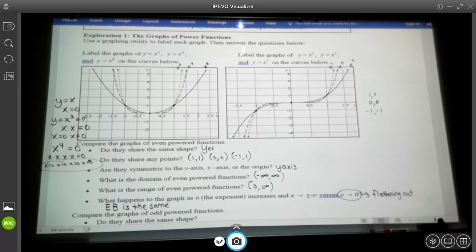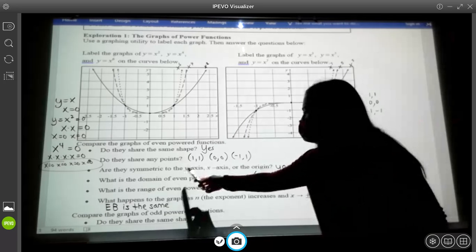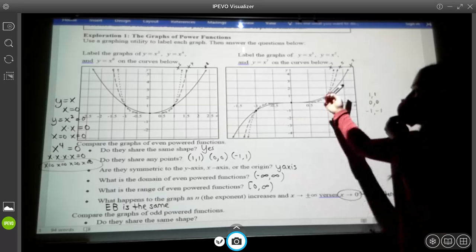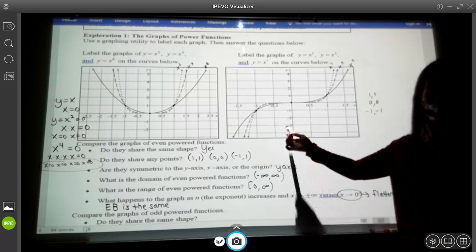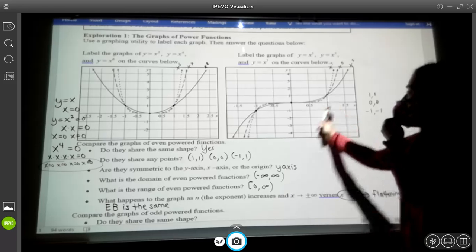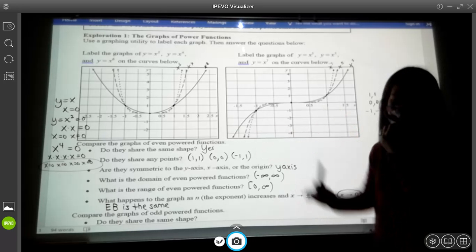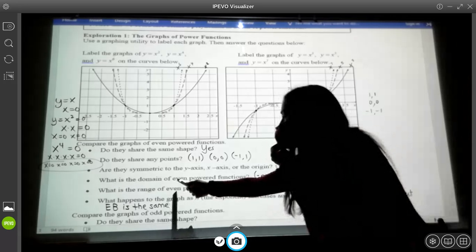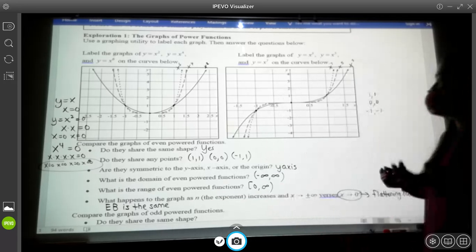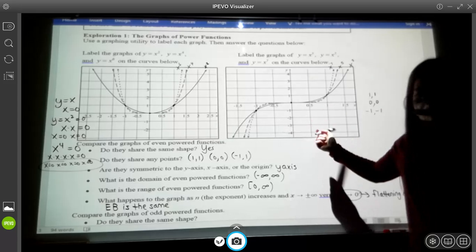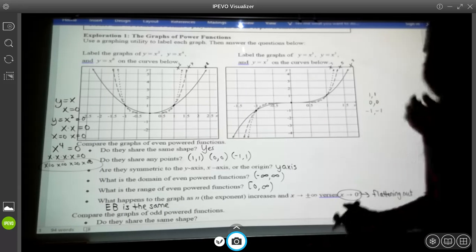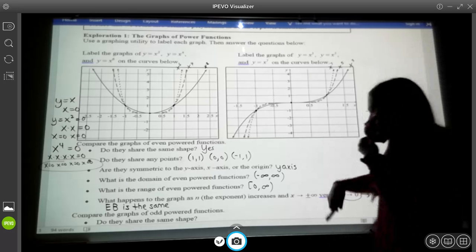All right, on the odd ones, are they symmetric to the y-axis, x-axis, or the origin? Well, guys, the odd ones have symmetry to the origin, actually. For every x, y on their graph, the opposite of x, the opposite of y lives on their graph. All right, what is the domain of odd power functions? Same thing. What's their domain? All real numbers. That's the beautiful thing about a polynomial is you can plug any number you want in and nothing bad should happen.